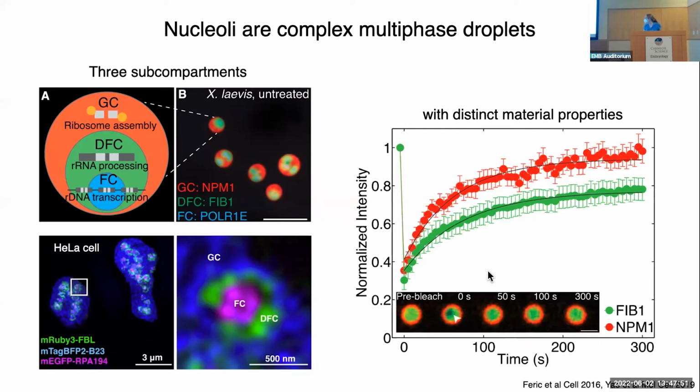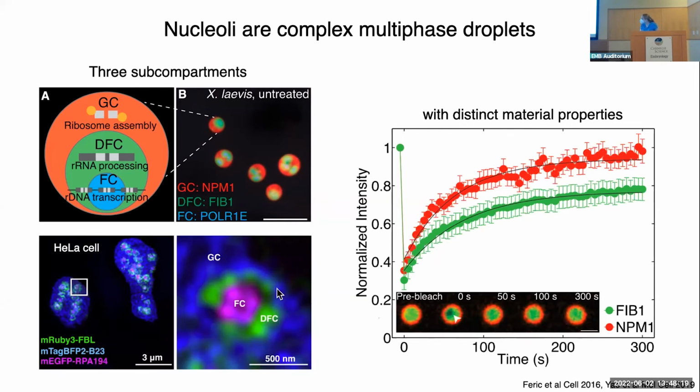So this is FRAP against one of the inner subcompartments and in the outer subcompartment. And what you can see is that there's faster and more complete recovery in the outer compartment, indicating that it is more liquid-like, and slower and incomplete recovery in the inner compartment, indicating that it is more viscoelastic.